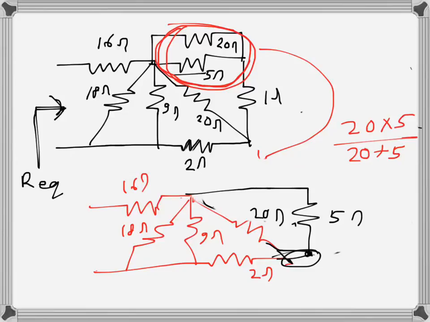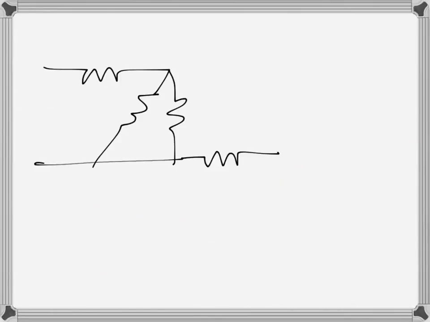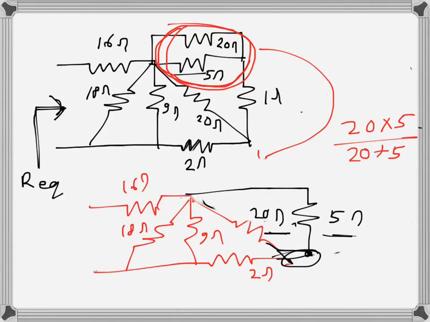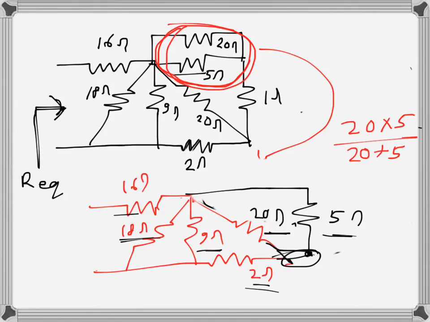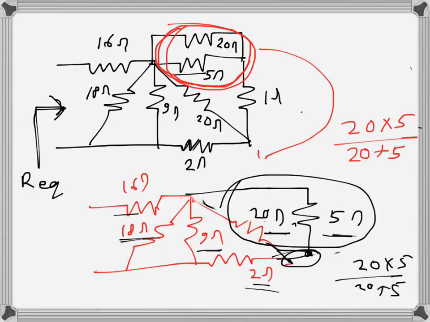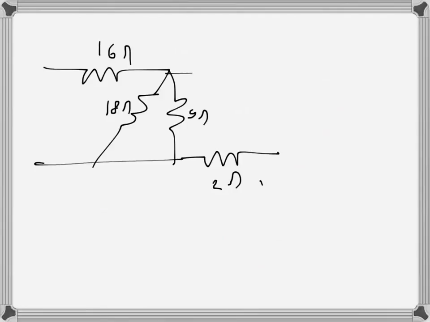So now again we have this 20 ohms and this 5 ohms in parallel. I will redraw this one. The others stay there: 16 ohms, 18 ohms, 9 ohms and 2 ohms. These do not change. Only these two we have to find the equivalent parallel. So 20 and 5 again: 20 times 5 over 20 plus 5, which is again 4 ohms. So we have 4 ohms here.